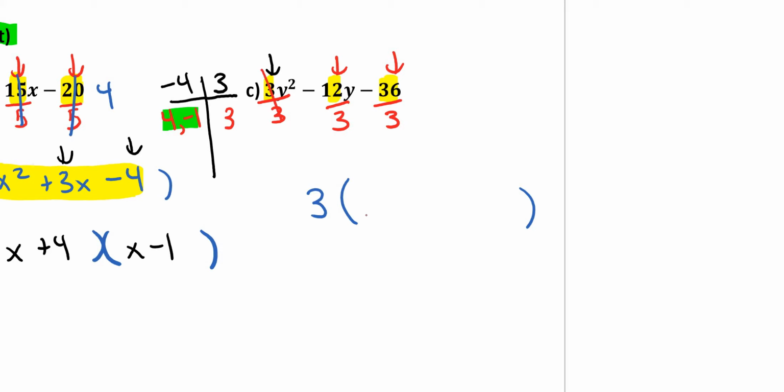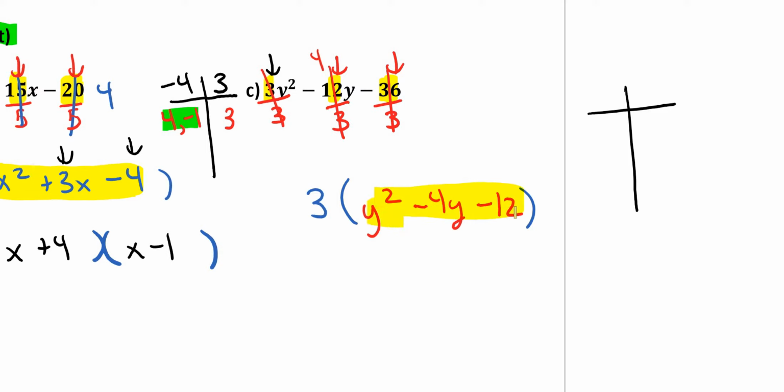So 3 divided by 3 gives you just the y squared. 12 divided by 3 is 4, so negative 4y. And 36 divided by 3 is going to be 12, so minus 12. After that, I can set the table here because I can now factor the inside trinomial.